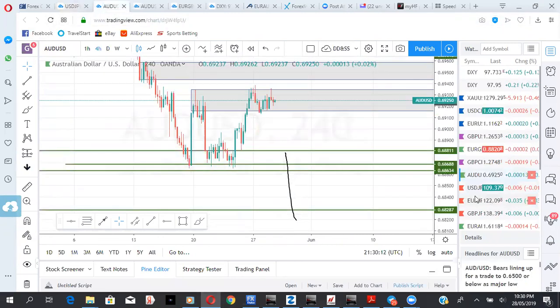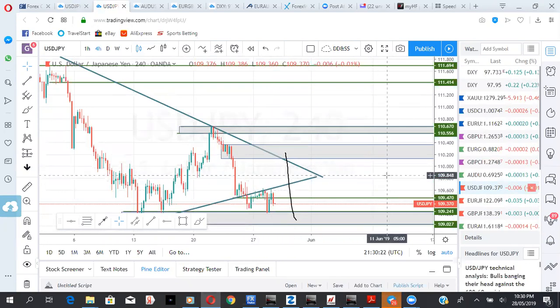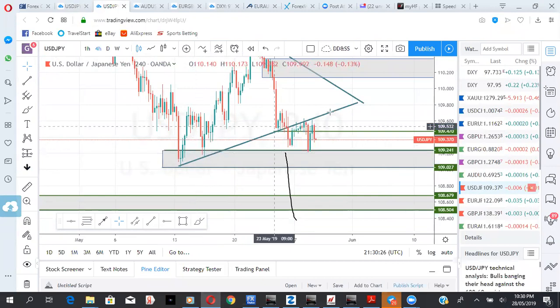So let me look at this over here. This trend line broken, price has not gone back above it. You can see it was rejected from there today. And there is support coming in at 109.24 to 109.02.